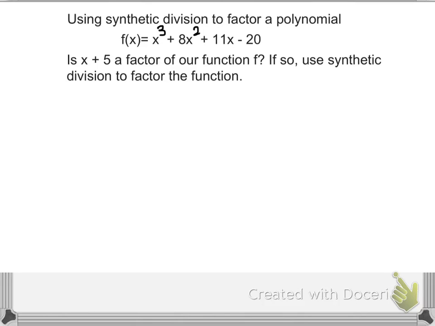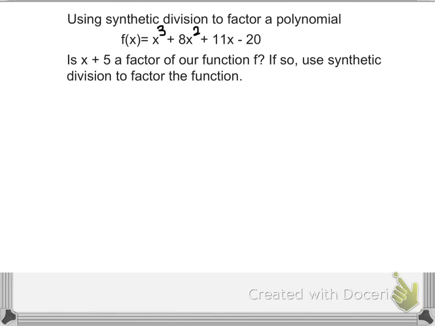We're going to see how to use synthetic division to factor a polynomial function. So here's the problem in front of us. We're given x plus 5 and we're asked to figure out whether or not that is one of the factors of our function. And if it is, then we're going to use that fact along with synthetic division to further factor the function. So what does all that mean?